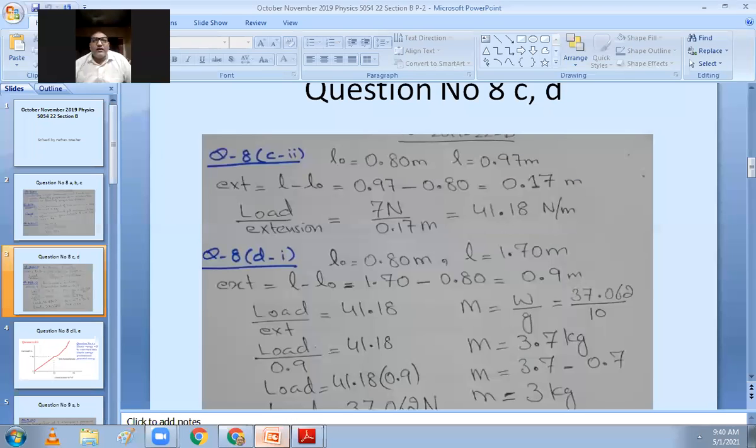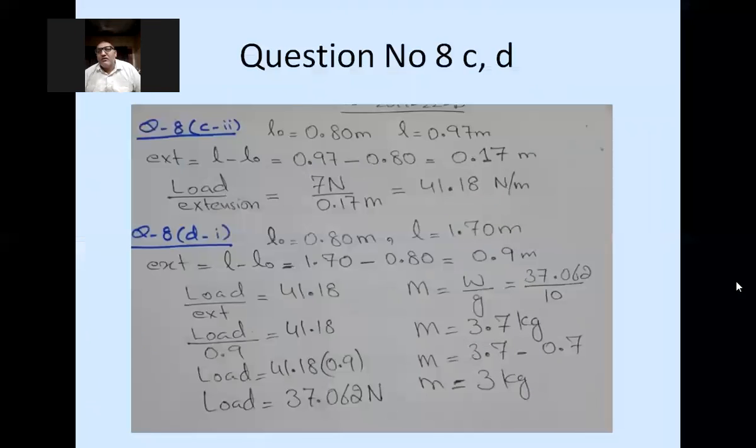So here we go. Okay, so now the L naught is 0.80 meter. That's the unstretched length. The length right now with the paint in the can, the length of the rope is 1.70 meter. Extension is equal to L minus L naught. That will be 1.70 minus 0.80 equals 0.9 meters. So the extension is 0.9 meter.